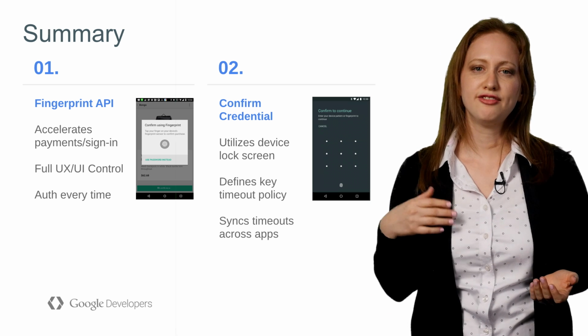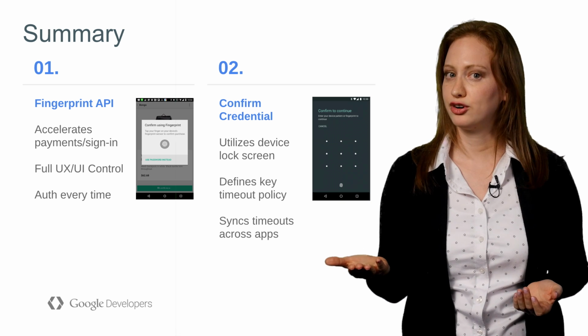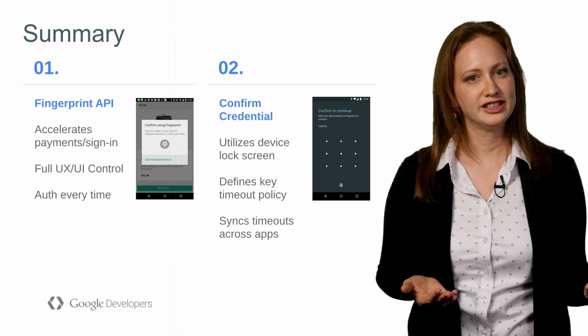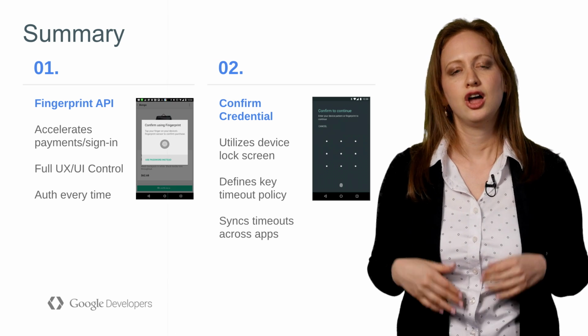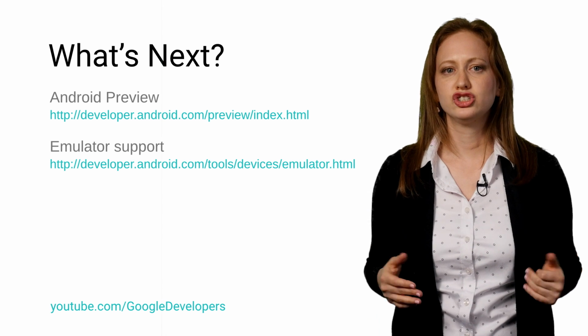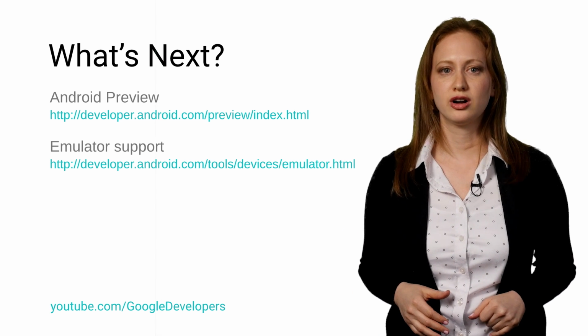For example, while the Fingerprint APIs might be better for in-app purchases, the Confirm Credential might be better for in-store purchases or app-specific login. To try out the APIs, please check out these resources which will walk you through getting set up.